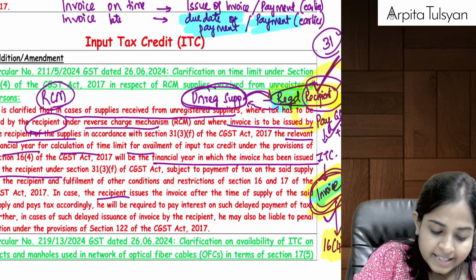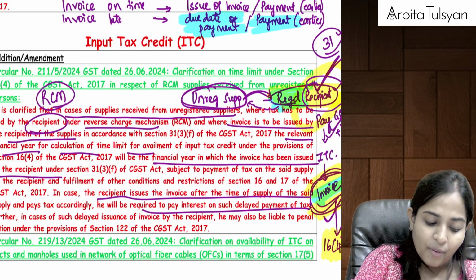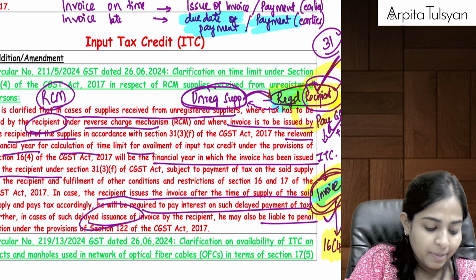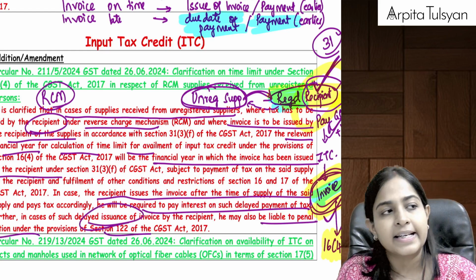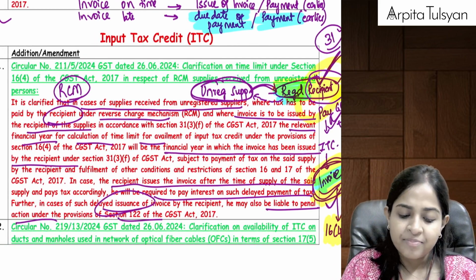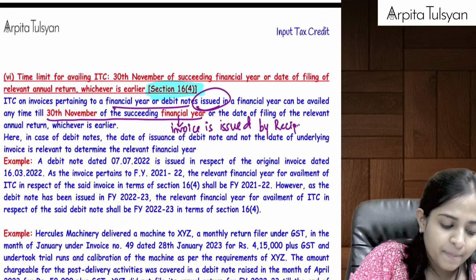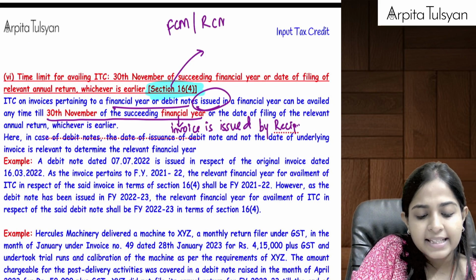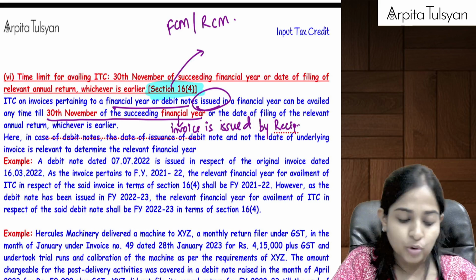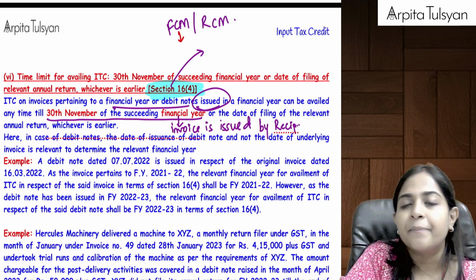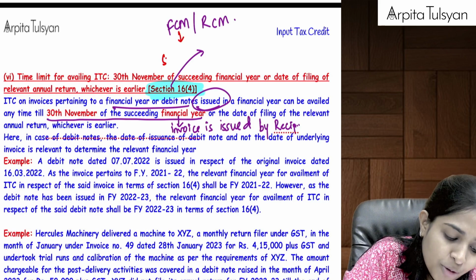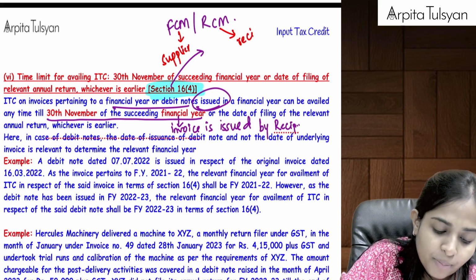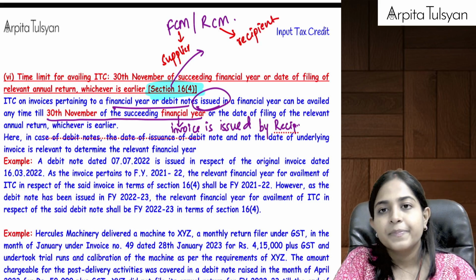And if the recipient issues the invoice late, then he will be required to pay the interest. Plus, because he is delaying the issue of invoice, he will be liable to some penal action under section 122 also. Are you understanding? So 16(4) is basically applicable to FCM also, and 16(4) is applicable to RCM also. In FCM, invoice will be issued by the supplier, and in RCM, invoice will be issued by the recipient. Are you clear with this?